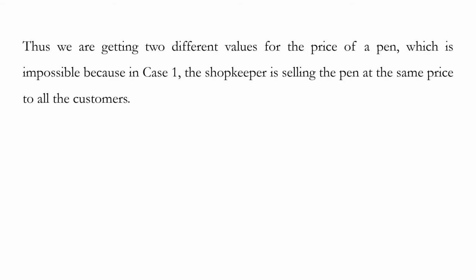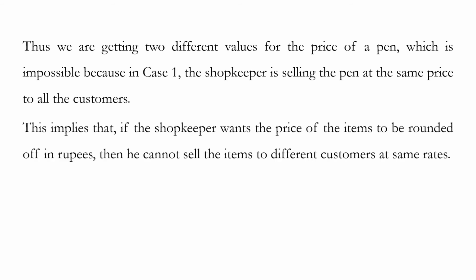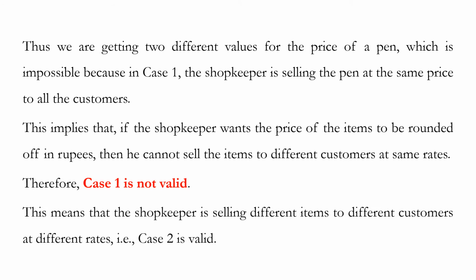Thus, we are getting two different values for the price of a pen, which is impossible because in case 1, the shopkeeper is selling the pen at the same price to all the customers. This implies that if the shopkeeper wants the price of the items to be rounded off in rupees, then he cannot sell the items to different customers at same rates. Therefore, case 1 is not valid. That means the shopkeeper is selling different items to different customers at different rates. That is, case 2 is valid.